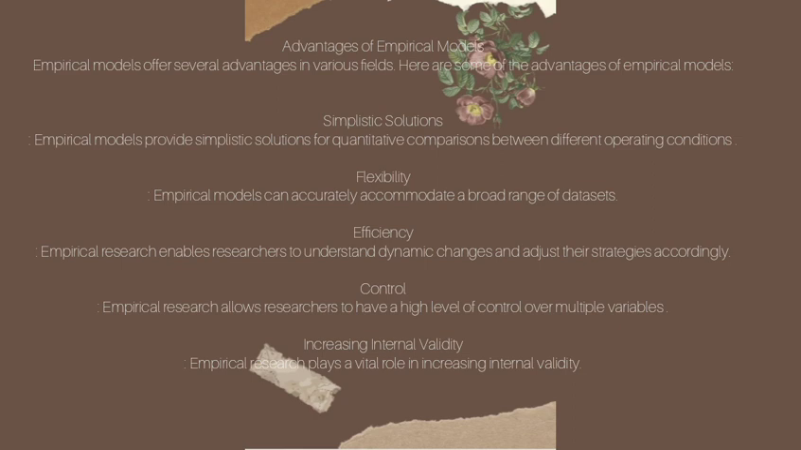It can accurately accommodate a broad range of datasets. And third is efficiency. Empirical research enables researchers to understand dynamic changes and adjust their strategies accordingly. Next is control. Empirical research allows researchers to have a high level of control over multiple variables. And the last one is increasing internal validity, where empirical research plays a vital role in increasing internal validity.